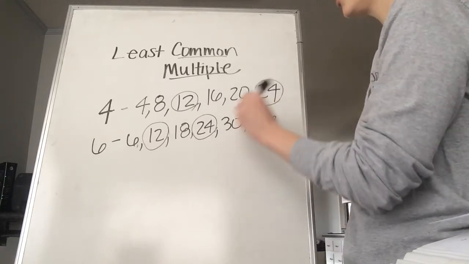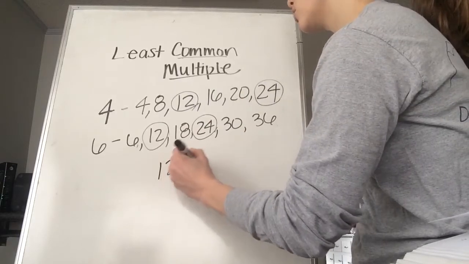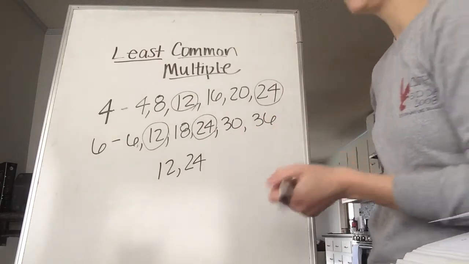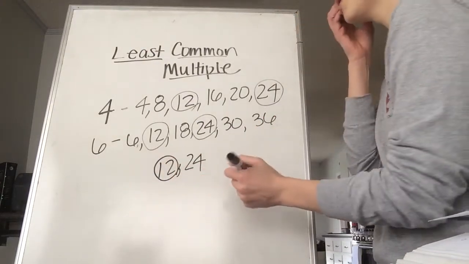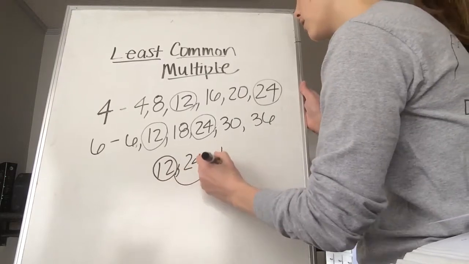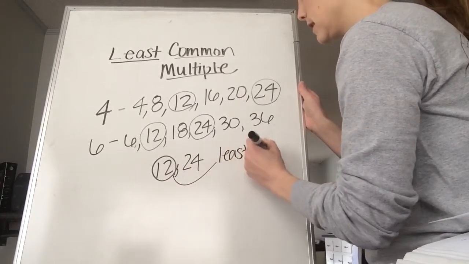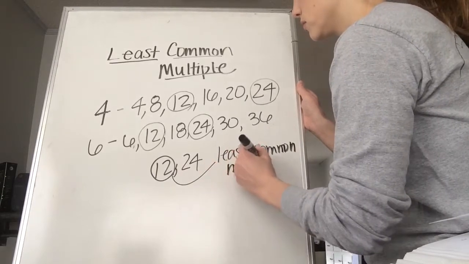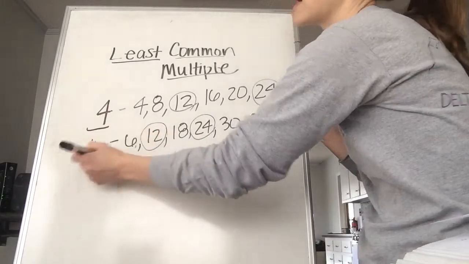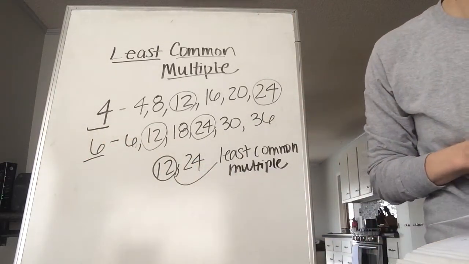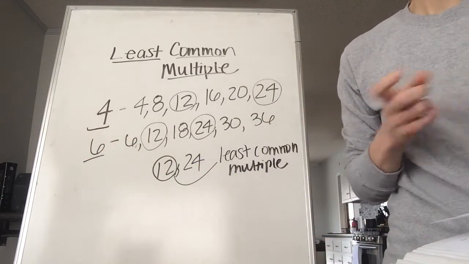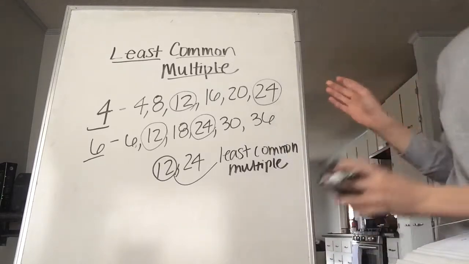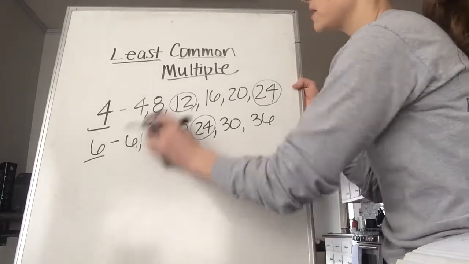Now, of the 2 of these, so 12 and 24, which one is the least or the smallest number? 12. So that would mean 12 is the least common multiple for 4 and 6. Okay, so that makes a lot of sense there. Let's do another one, and then we'll show a shortcut or another way to do this.